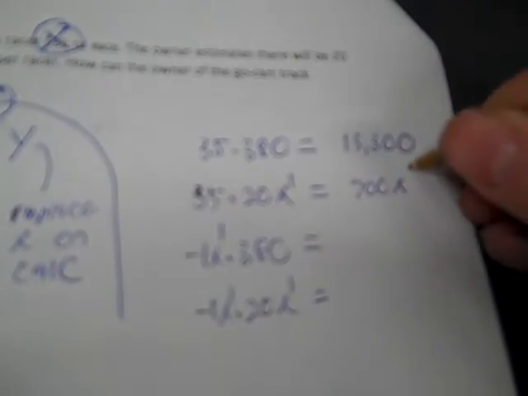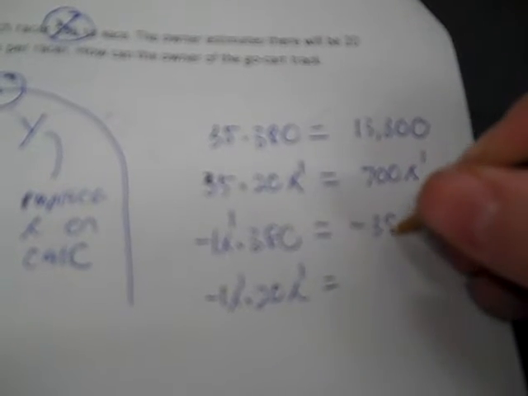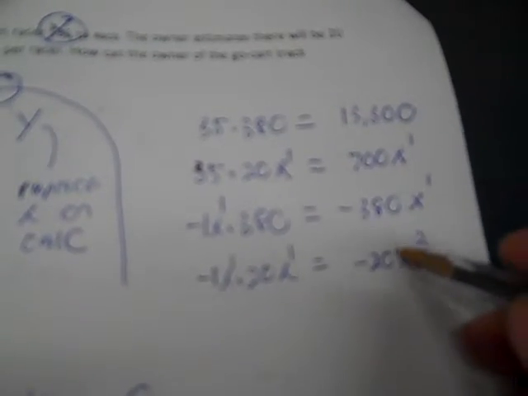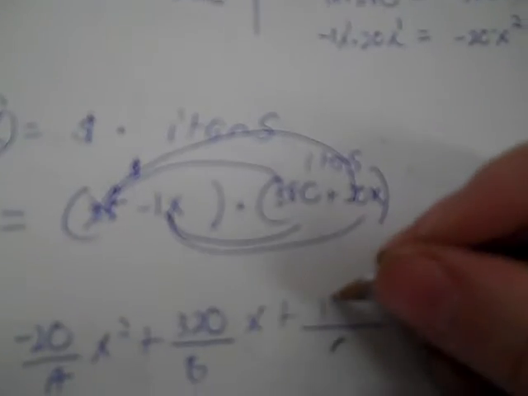Okay, 35 times 20 is 700 with X to the 1. Negative 1 times 380 is negative 380 with X to the 1. And negative 20, X to the 2. Okay, so negative 20. And then add 700 to negative 380, and that is going to be 320. And then 13,300.